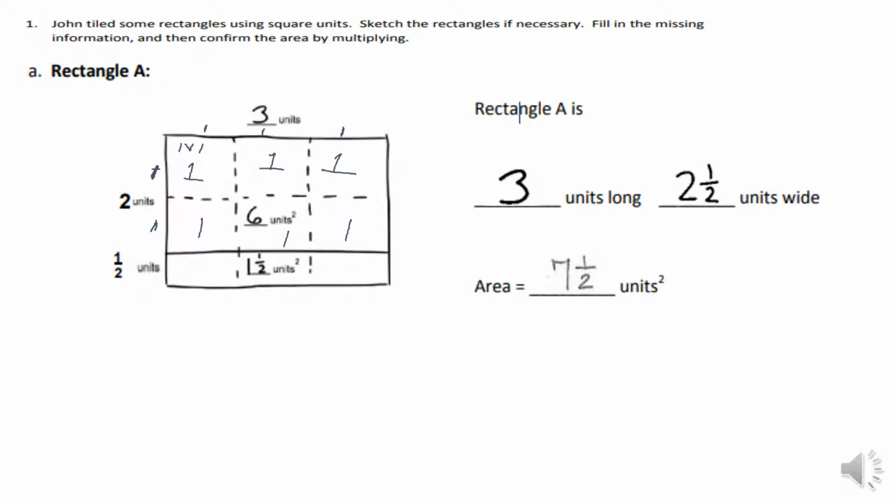The last ones, they got 1 times 1/2, which would be 1/2. 1 times 1/2 would be a half here, and 1 times 1/2 would be a half here. When you add them up, you got 3 for the top, 3 for the next one, and we ended up with 3 halves, which would be 1 and 1/2. When you add those up, you end up with 7.5 units squared.